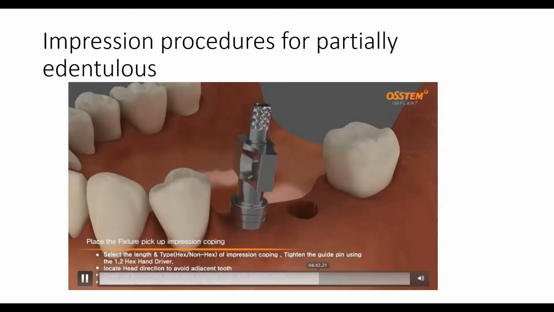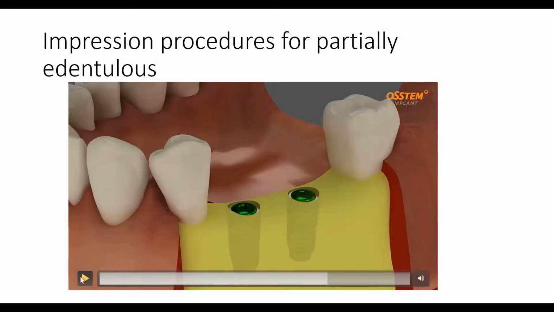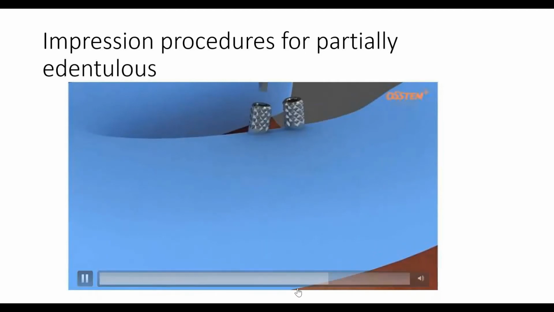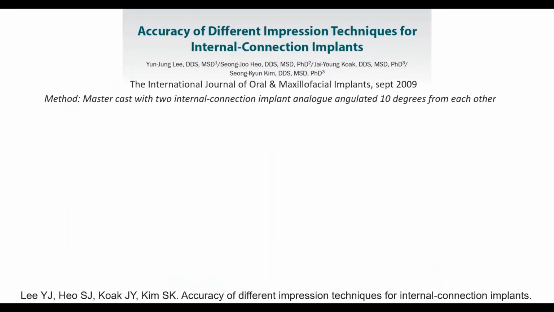Now coming to the open tray technique. In this open tray technique, either we can splint both of these impression copings, or if the implant number is less than 3, the article or the review says that we can directly go ahead without splinting of the impression copings. If the implant number is more, we can splint the implants and then make the impression. Once the implants are splinted, the impression can be made, the cast can be poured, and the crown can be delivered.